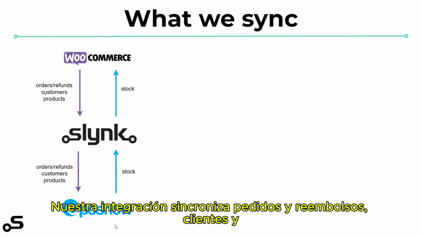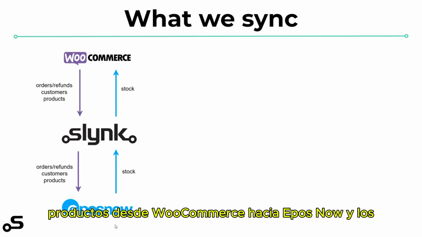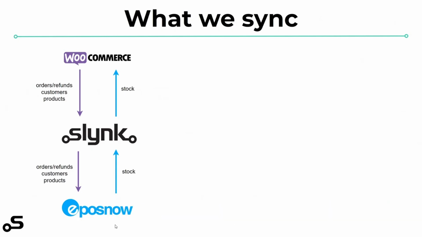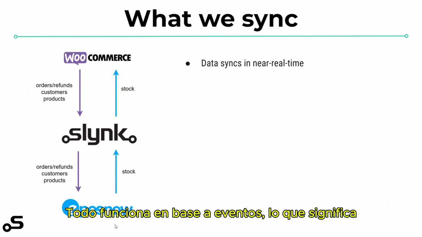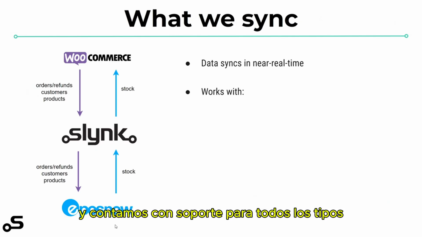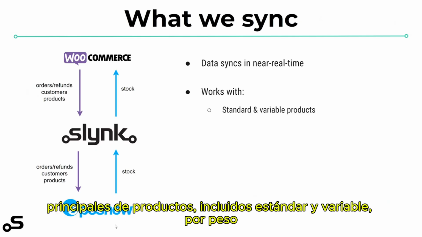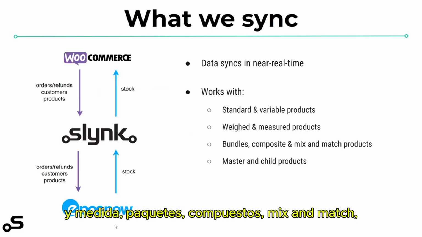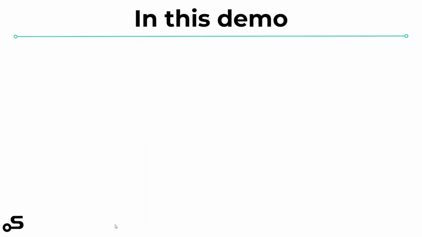Our integration syncs orders and refunds, customers and products from WooCommerce to Epos Now, and stock levels from Epos Now to Woo. It's all event-based, which means the data syncs near real time. And we have support for all the major product types, including standard and variable, weighed and measured, bundles, composites, mix and match, as well as Epos Now master and child products.